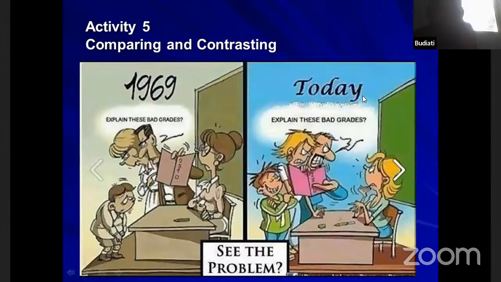But now we can see about this one. The two pictures explain the difference between 1969 and today. That's about the phenomenon of the degradation of the moral value. So try to compare and contrast between the two phenomena here. Okay? Yes, please prepare. I'll give you 3 minutes to prepare.